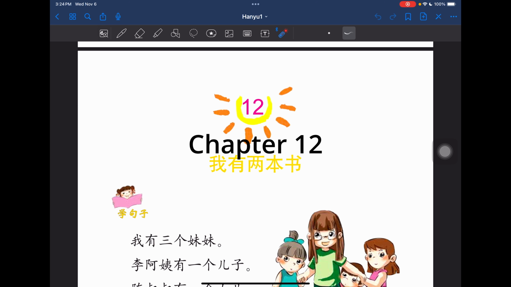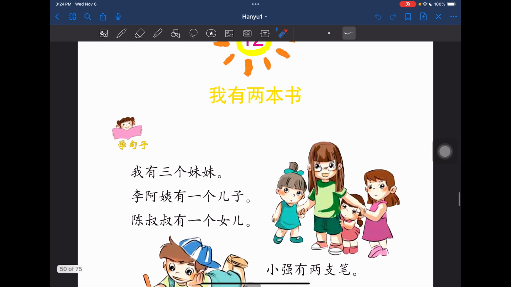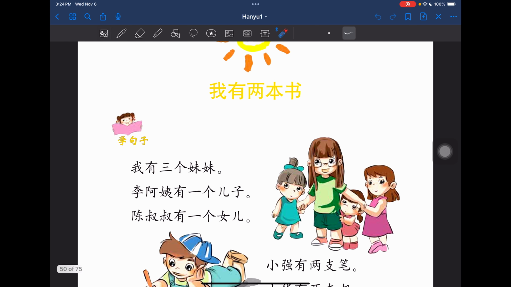Alright, so chapter 12, 我有两本书, 我有两本书, meaning I have two books. Right? So this chapter we're going to cover how to say quantitative measures, right? So like I have two books, I have two pens, I have two bags, stuff like that.